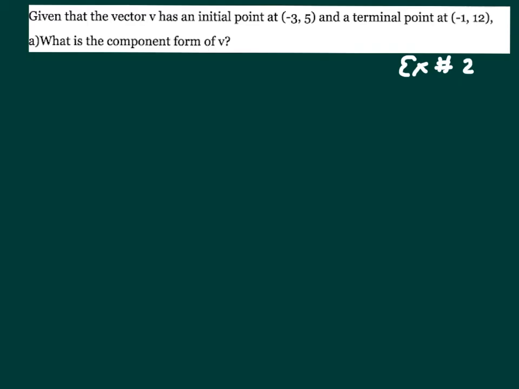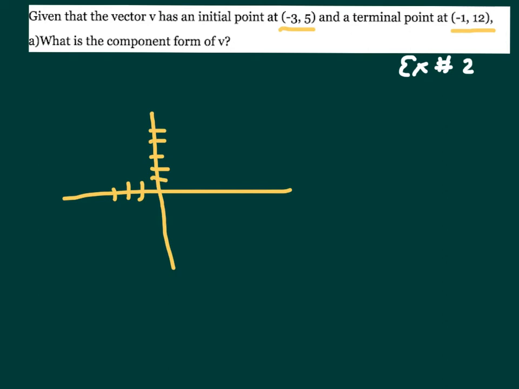Example 2. Given the vector v has an initial point, negative 3, 5, and a terminal point, negative 1, 12. Well, this is about an ordered pair, so I'm going to make a quick sketch. Negative 1, 2, 3, 1, 2, 3, 4, 5. 1, 2, 3, 4, 5 is here. That's the starting or initial. Terminal means end.